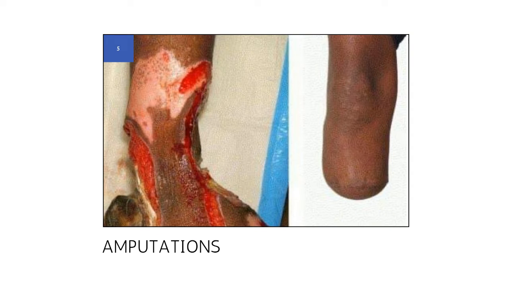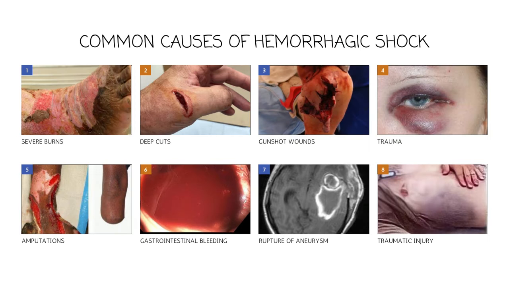Picture number 5 shows amputation. This is the most damaging injury because it removes a big part of the body. For numbers 6 and 7, these are examples of bleeding in the internal parts of the body. We have gastrointestinal bleeding and rupture of aneurysm.